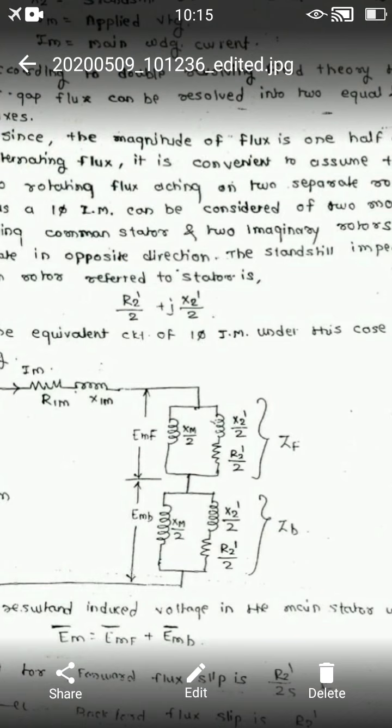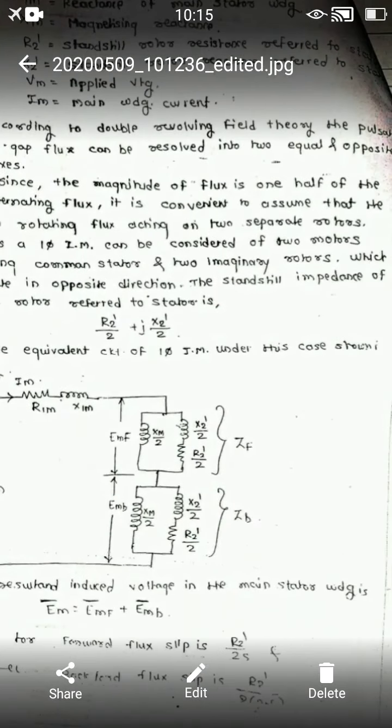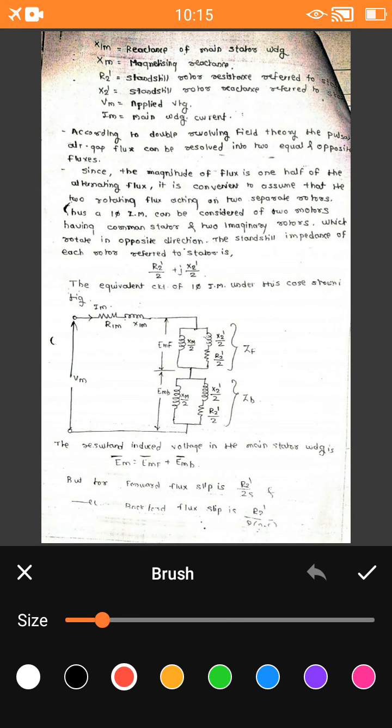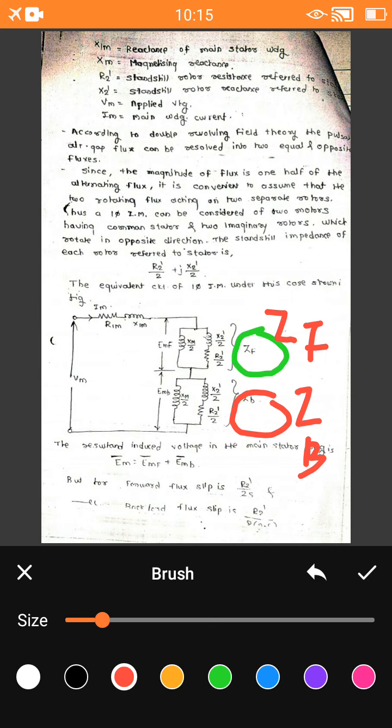The first value of impedance, for the forward motion, is called ZF, which will be shown here. This will be ZF, the forward value of impedance, and the second one is the backward value of the impedance. So it is ZF and it is ZB. That will be the impedance value of the circuit.